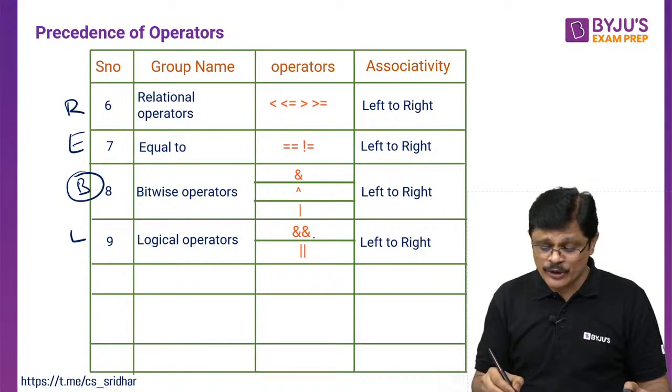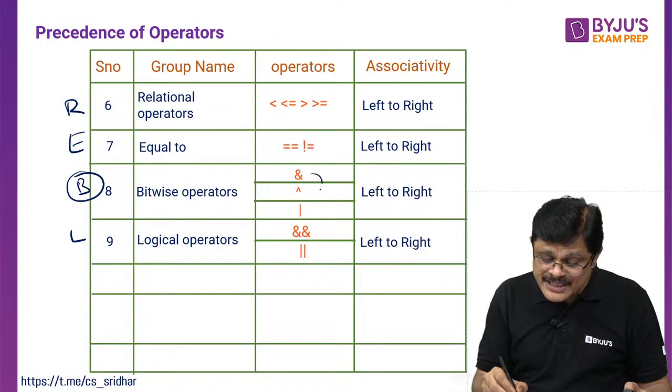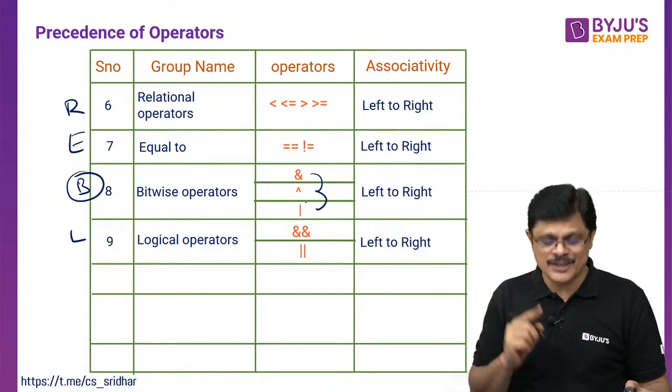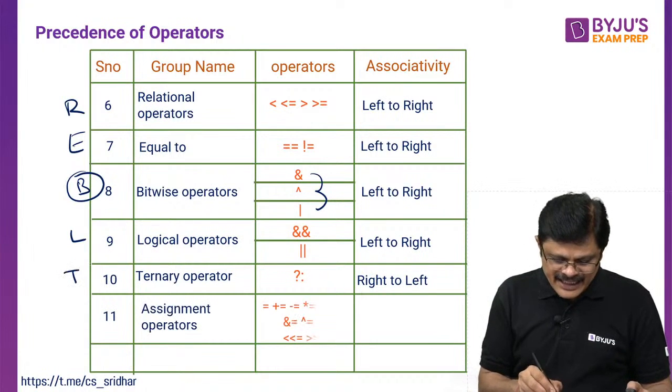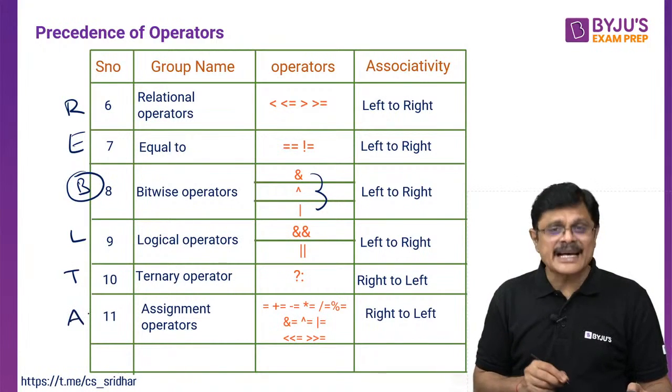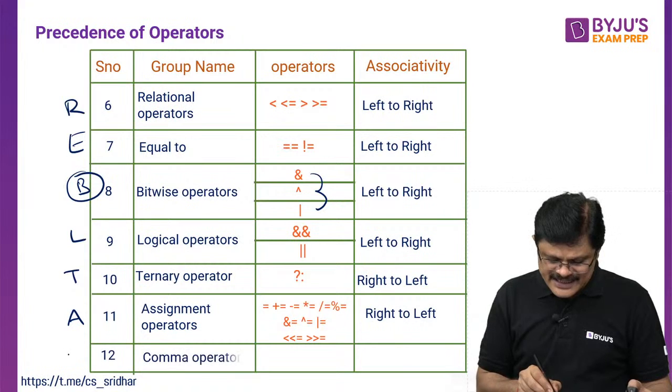Logical operators, both are indifferent. And here bitwise also, these three are three different levels. We'll discuss tomorrow. Then finally, ternary operator. TAC: T, ternary, A is assignment, and C is comma operator.